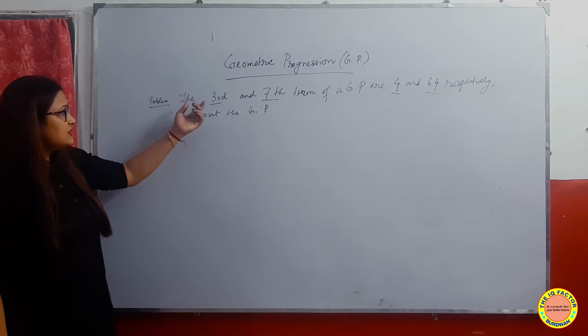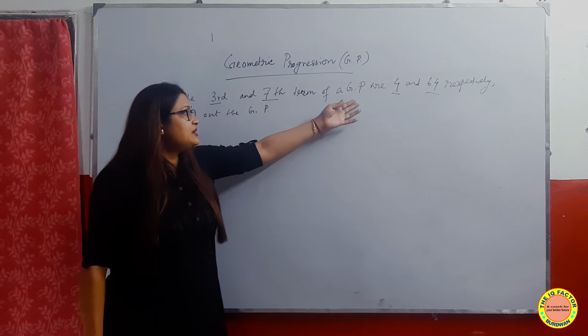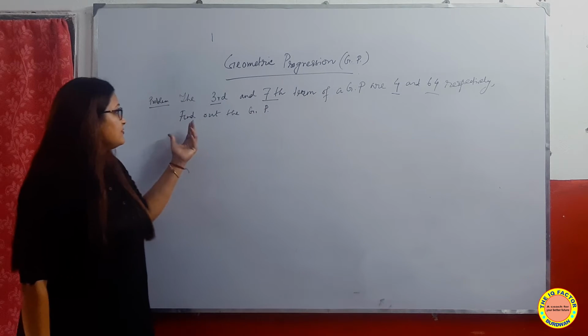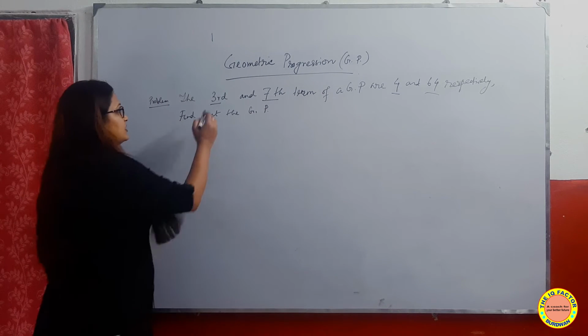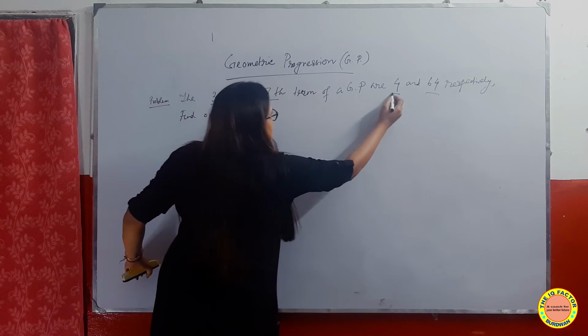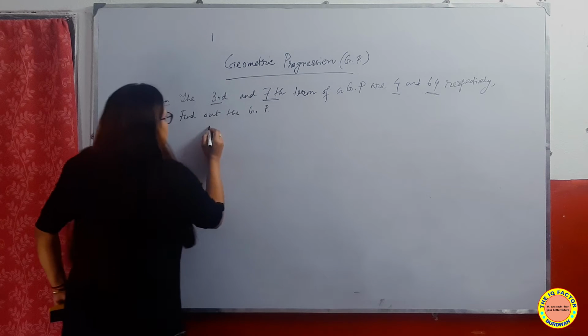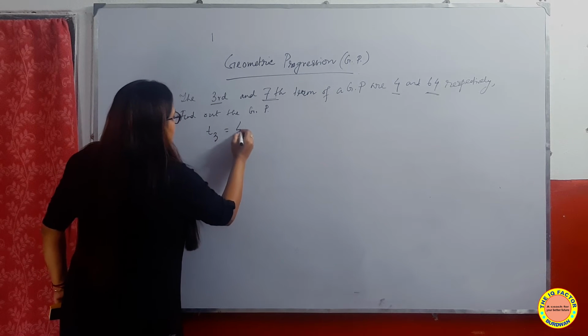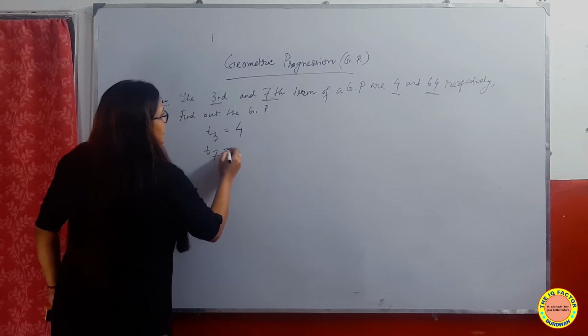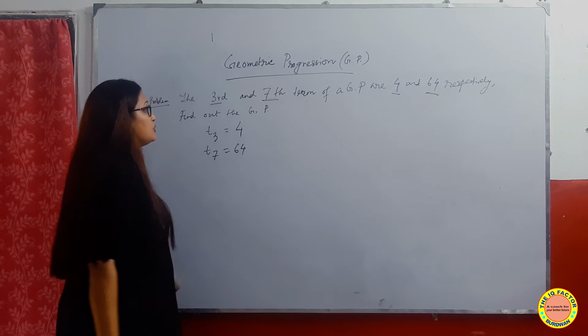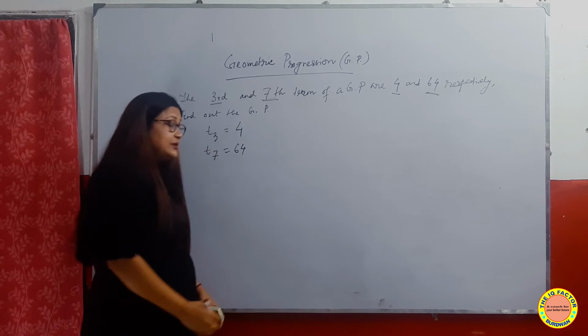Here it is given the third and seventh term of a GP are 4 and 64 respectively. Find out the GP. So the third term is given, it is 4, and the seventh term is given, it is 64. So T3 is 4. T7 is 64, it is given. We have to find out the GP.